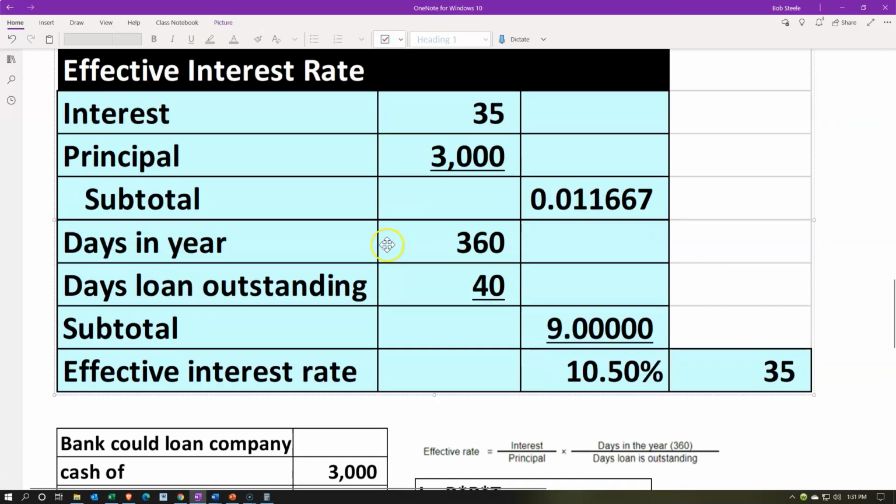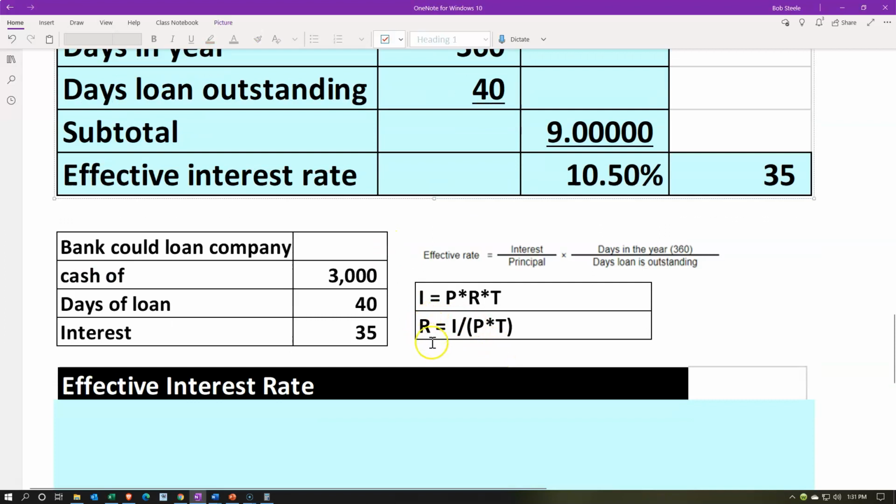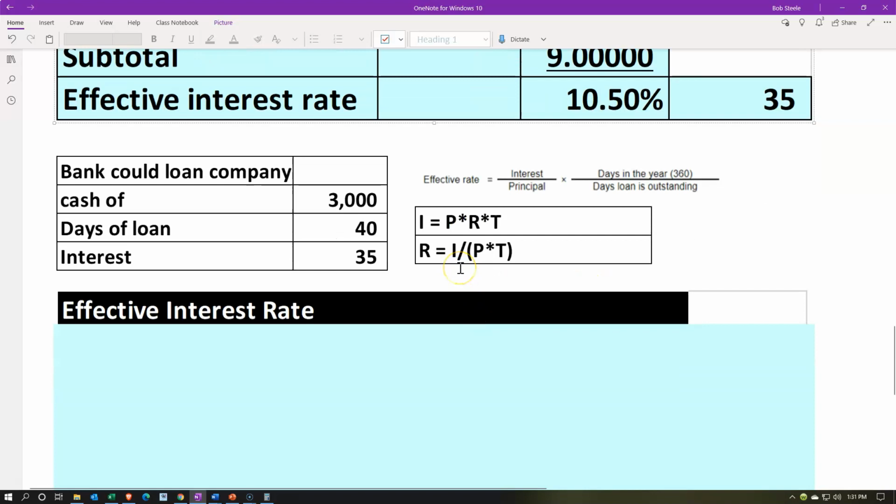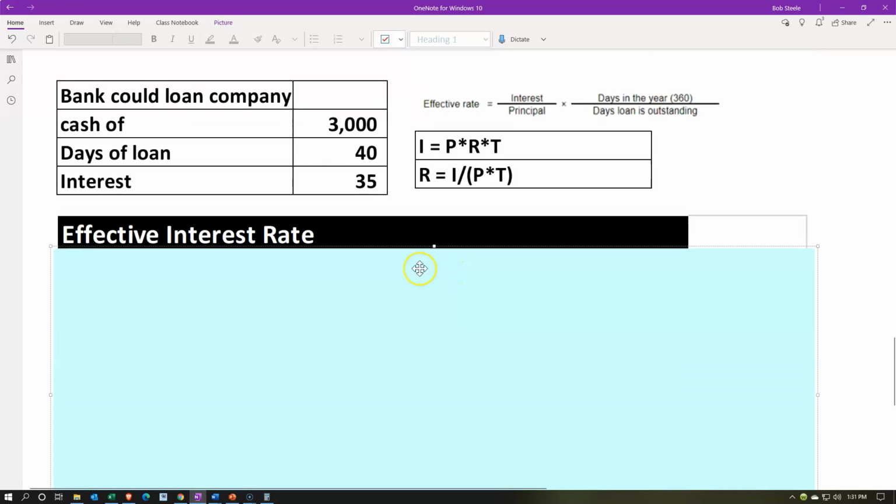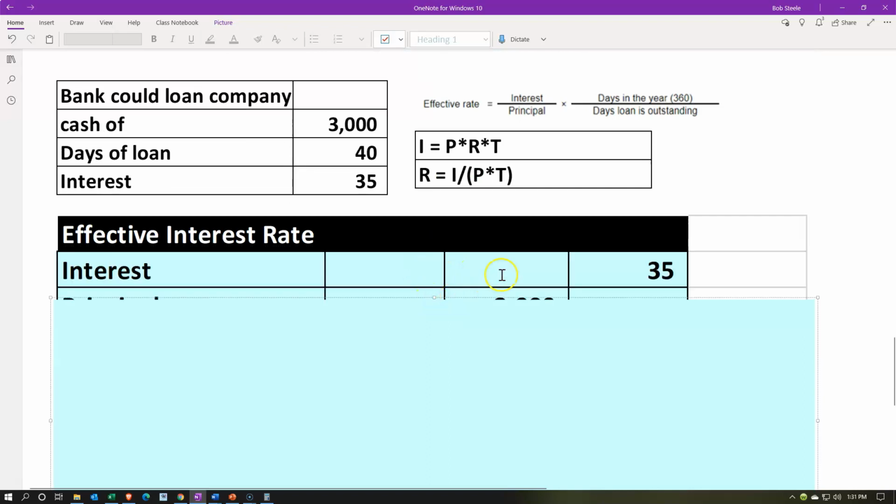Let's do the same thing and use this formula. R equals I divided by P times T. So we're not taking the next step of breaking T out and taking the inverse over here. We're just going to leave it this way, remembering that interest is going to be interest, principal is a loan amount, T is going to be that fraction of a year. So we'll say the interest is 35 again. We already know that. They just gave us the amount of it. We're going to back into the rate now.